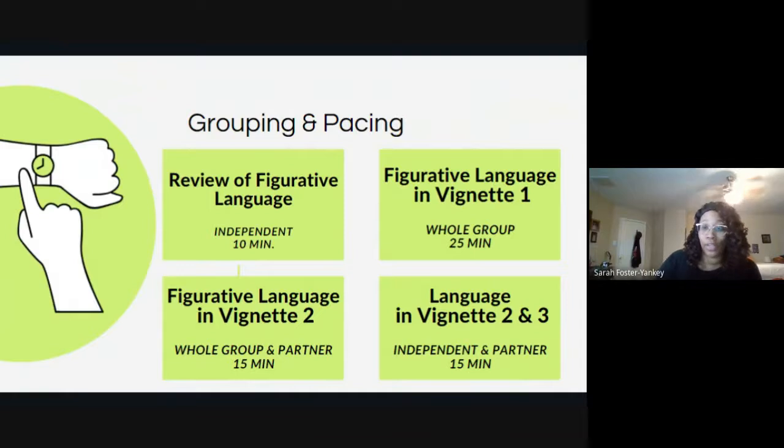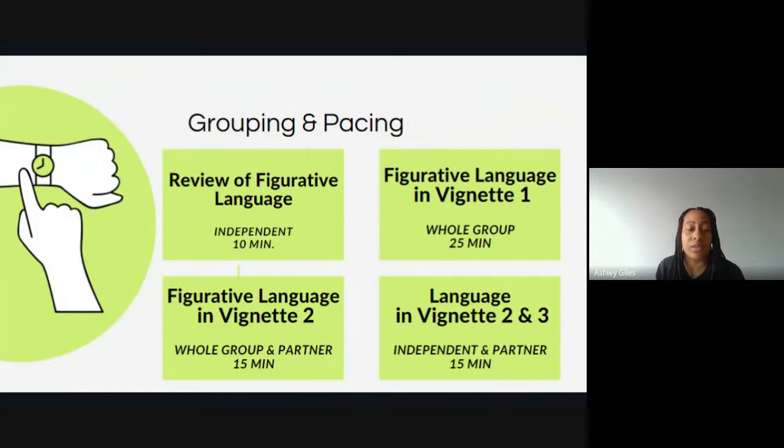While you may be circulating, needing to assist other students. So then that takes us to part 2 of the reading component, which is figurative language in vignette 1.